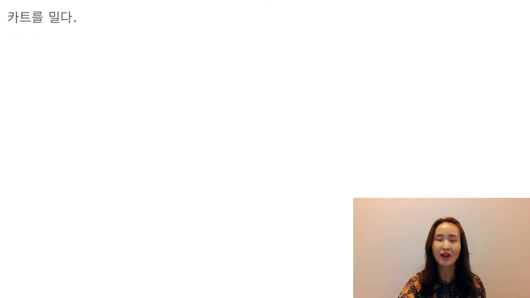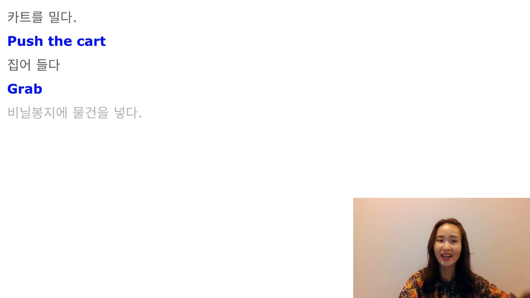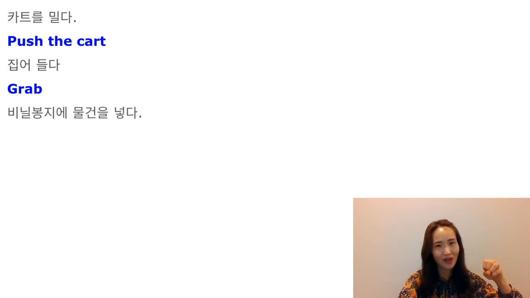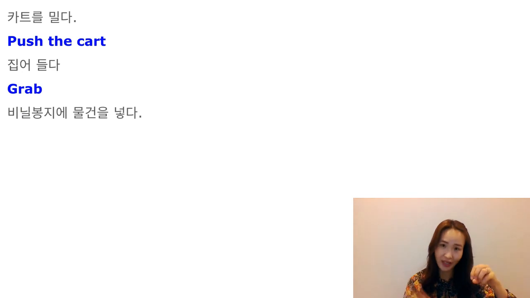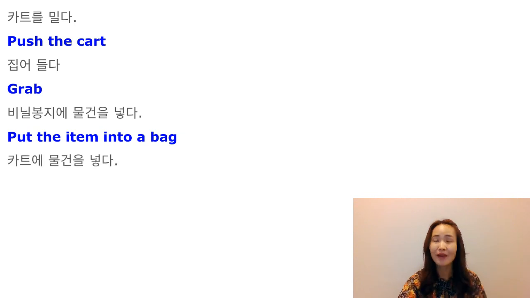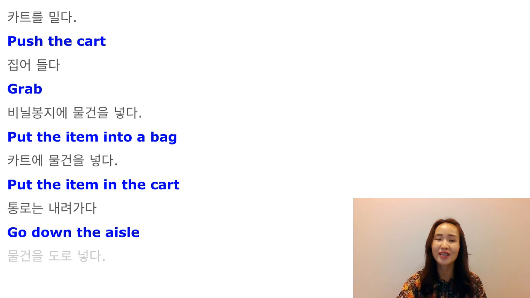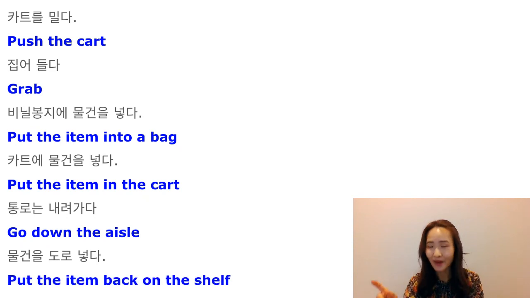Okay, so when you go to the market, you push the cart to look around and you pick the items, right? You grab the item, same thing. You grab the item. And sometimes if we grab fruit and vegetables, you have to put them in a plastic bag, right? Put the item in a bag, and put it in the cart, right? Put the item in the cart, and go down the aisle, right? You push the cart and go down the aisle, right? That's how you usually shop, right? Go down the aisle. And sometimes, on second thought, if you don't need the item you chose, you can just put it back, right? So you can put the item back on the shelf, right?